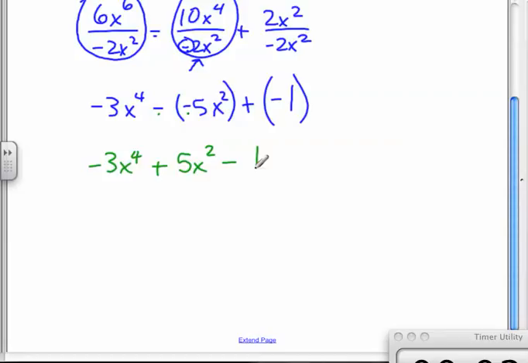Now, I took a little extra time in there doing it. As you get faster with this, you probably aren't even going to separate these things out. You're just going to divide each term by the denominator and just write it. Okay? But for this one, you can see exactly what's happening. All right? Good job. We're going to go to the last example.